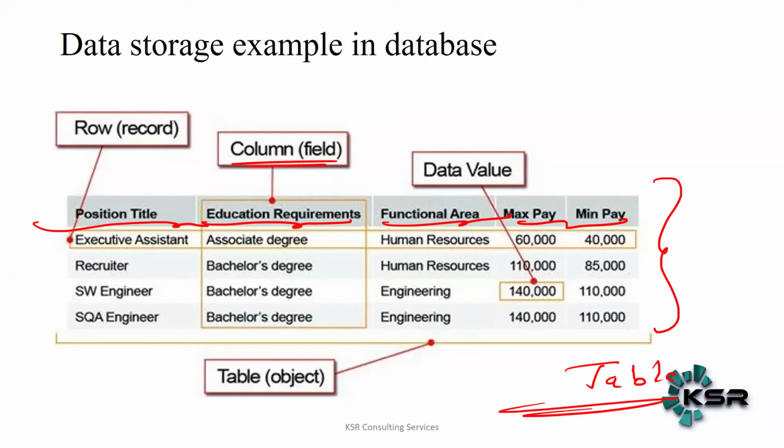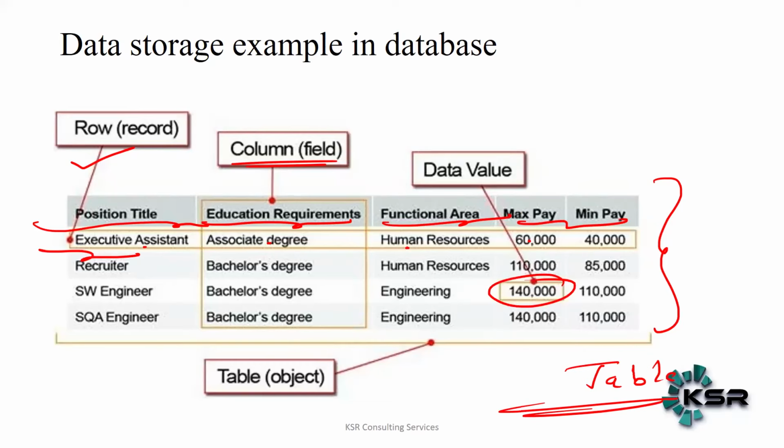Now each person's record, let's say I am the person, my position, my education, my functional area, my salary, I will call it one particular row. So we have 50 people, 50 people records we have. It's called 50 rows, right? And particularly if I'm asking, okay, who is a trainer? What qualification he has? If I'm focusing on a particular value, we call it a data point, or we call it a data value.